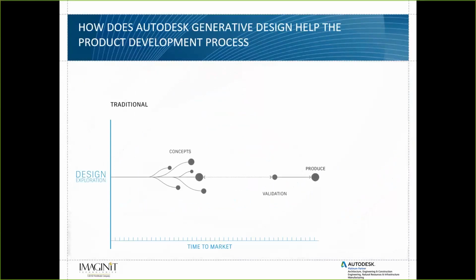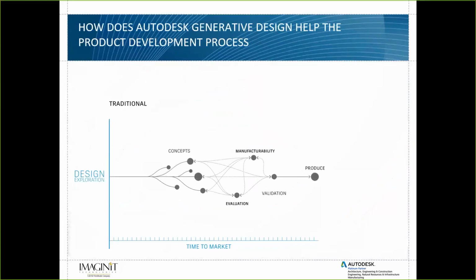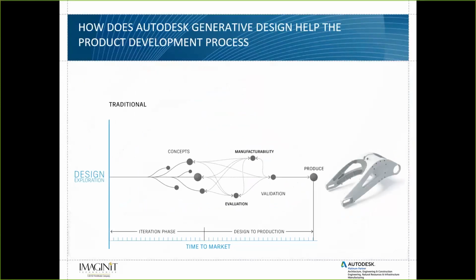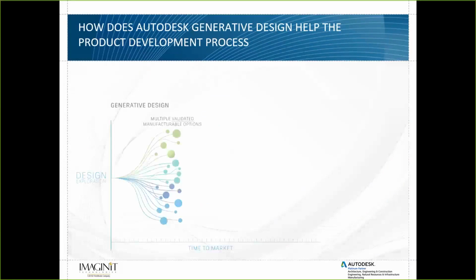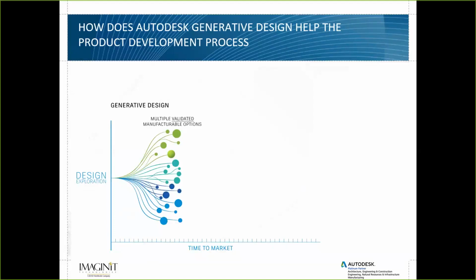So how does that really help the process? Again, so kind of talking through it again, creating the validation, producing it, getting the manufacturability. So what does the actual generative design do for you? Wow, look at all these bubbles. Look at all these different multiple validated manufacturable options that come through design exploration. So again, hundreds to thousands of different types of design iterations you could possibly create.